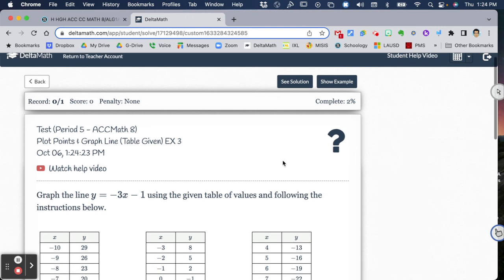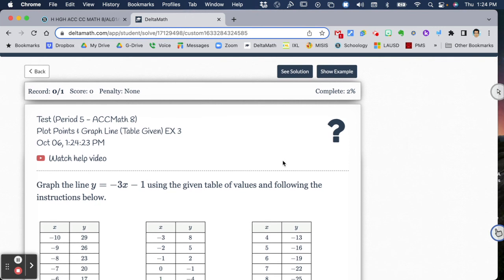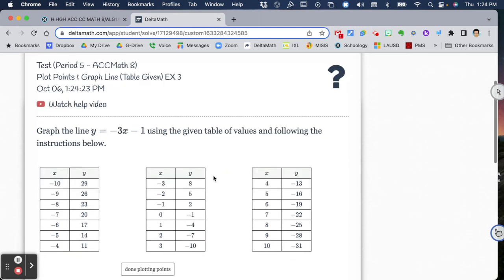example number 3. Okay, so this one, the function is different. Y equals negative 3x minus 1. And again, all they did was they took the input numbers. So negative 10, negative 3 times negative 10, that's 30. And then take away 1, 29. So there it is.